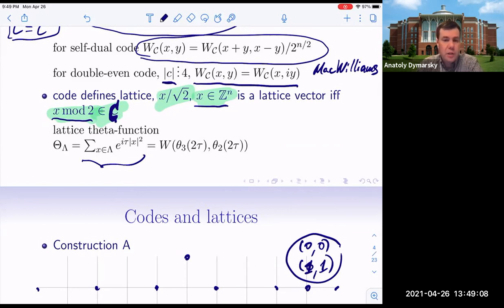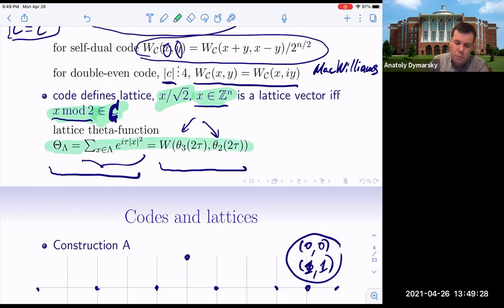Apparently, if your lattice is associated with a code, you can calculate this theta series explicitly and express it in terms of a numerator polynomial, where instead of 2 auxiliary variables x and y, you write 2 Jacobi functions theta 3 and theta 2. So this formula is pretty important. It tells you that if a lattice comes from a code, then you can easily calculate the theta series of that lattice. Any questions at this point?